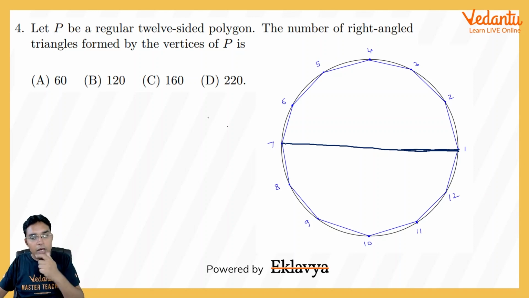So first of all, how many such diameters can exist for this 12-sided regular polygon? I think it will be 6, because 1 will make a pair with 7, 2 will make a pair with 8, and so on. So there will be 6 ways, for 6 diameters.